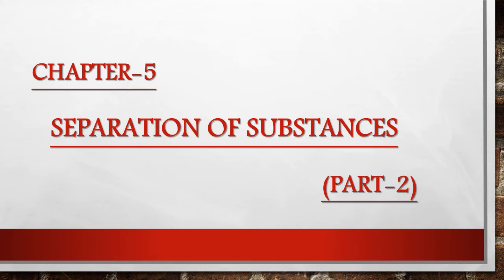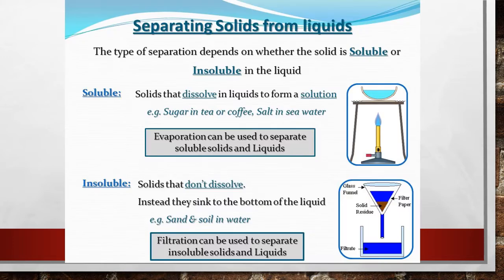Our chapter 5 is separation of substances. In part 1 we discussed solid-solid separation. In this part we are going to discuss separating solids from liquids. First, before we start, we just need to know about soluble and insoluble.